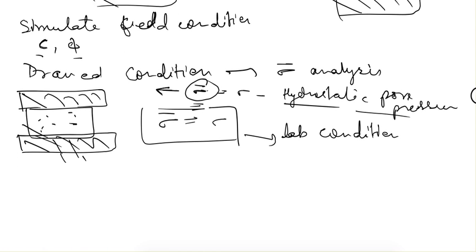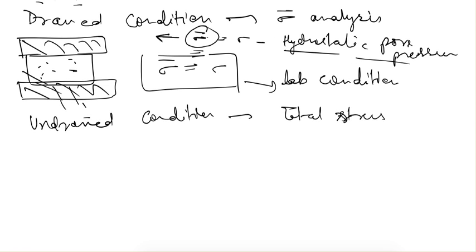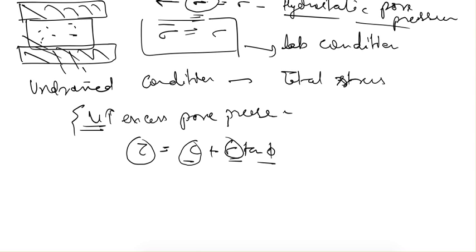So this is for drained condition. And what if undrained condition is there in the field? For undrained condition, we do the total stress analysis, because in undrained condition there is going to be excess pore water pressure, and in field it is very difficult to find out this excess pore pressure. So instead of finding out this excess pore water pressure, we find out the shear strength depending upon total stress values. So C and phi will be corresponding to total stress.